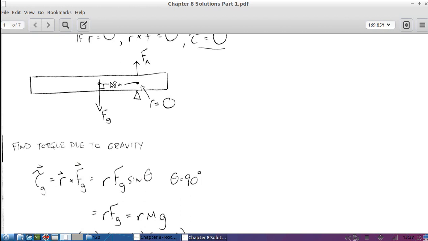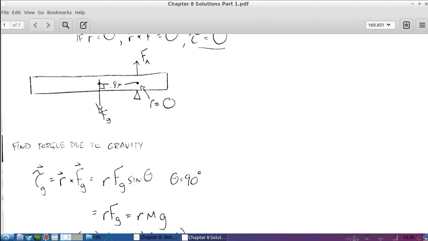Now the angle between these is 90. You might say, well, if I went counterclockwise, it might be negative 90. Don't forget that we're moving this R vector so that its tail is right here and its tip is over here. We have to connect the tails of the two vectors, R cross F, and the angle between them is 90 degrees.